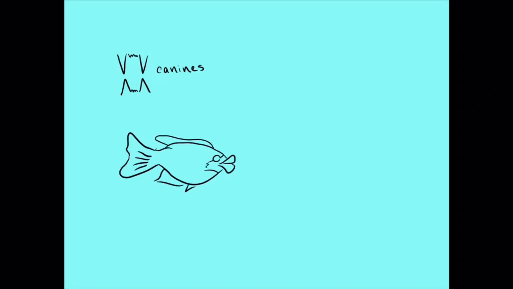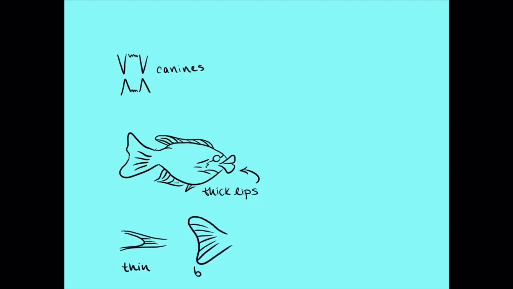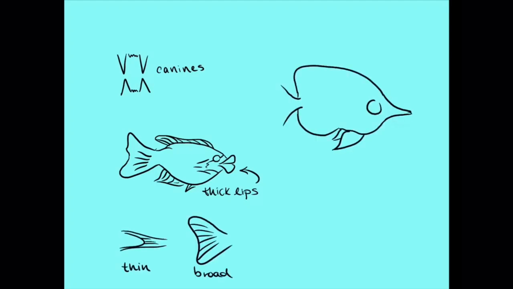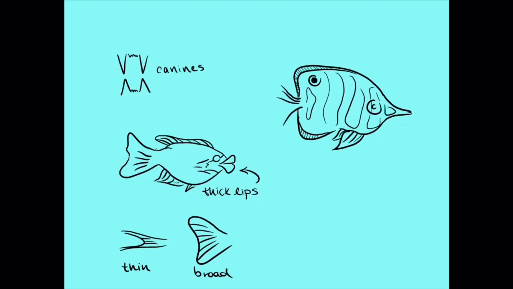For instance, canine teeth are used to hold prey, while molars crush shells. Some fishes have thick lips to suck on plants or chisel teeth to wear down corals. Fish with thin and split tails are adapted to swim fast and far, while fishes with broad fins and a large tail are adapted to navigate reefs and rocks.